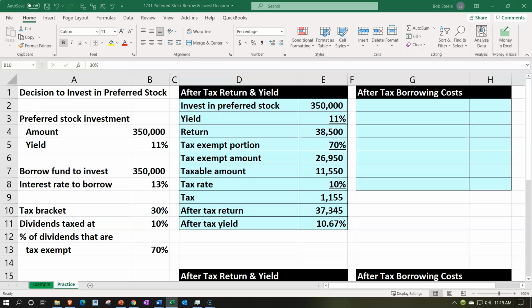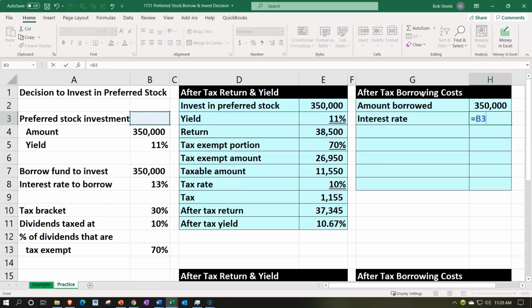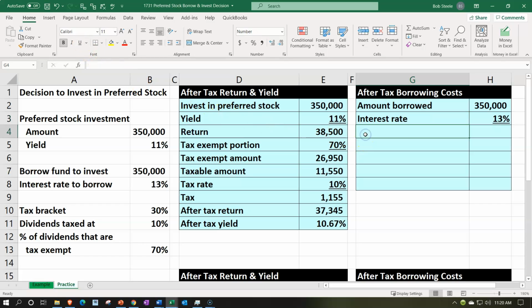So we're going to then say, all right, we're going to borrow to do this. We're going to borrow the $350,000 there, and the interest rate that we have to pay is 13%. 13% on the interest. We're going to make that a percent by going to the number group, percentifying it, font group, and underlining it. That means we have an interest expense, which is going to be equal to the 350,000 times the 13%, or 45,500.